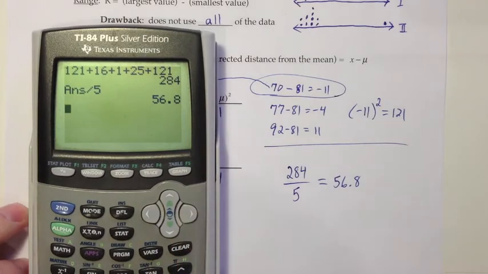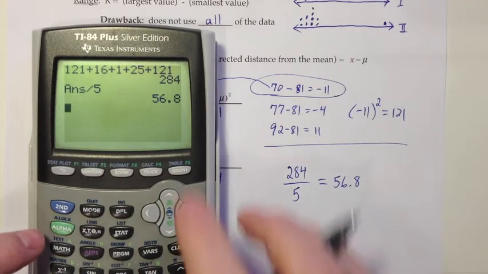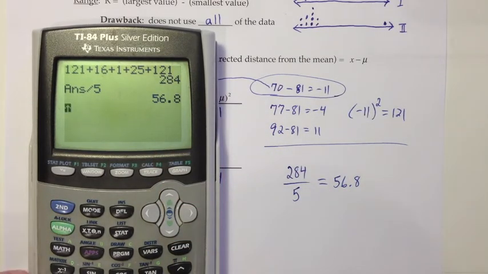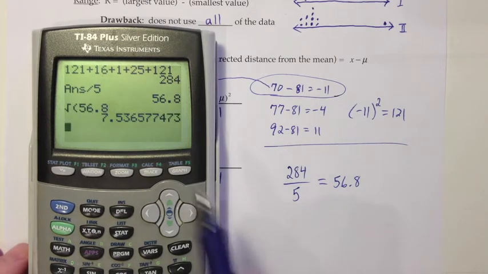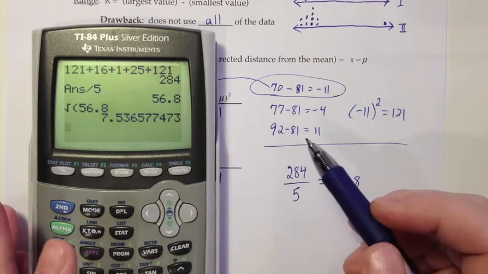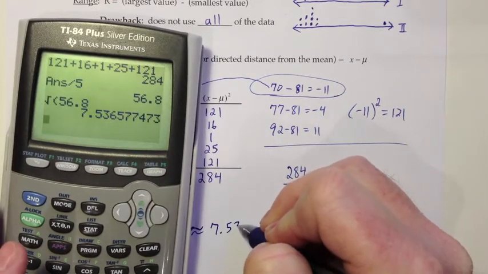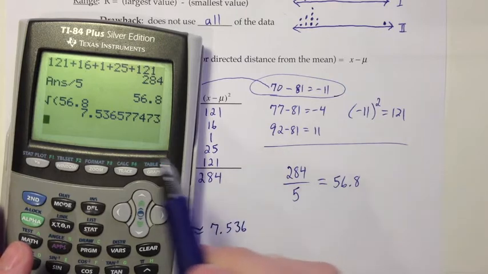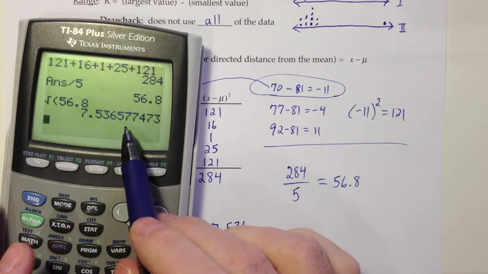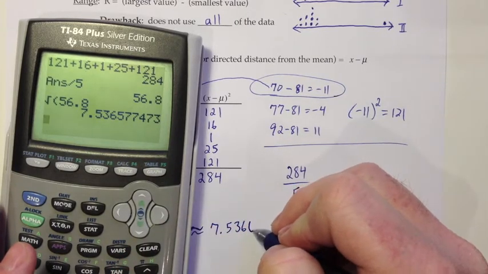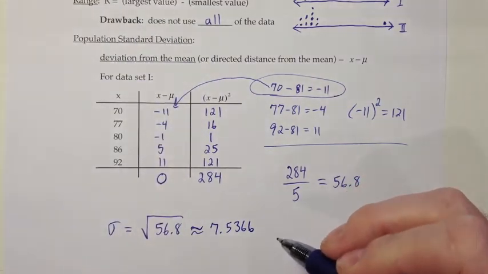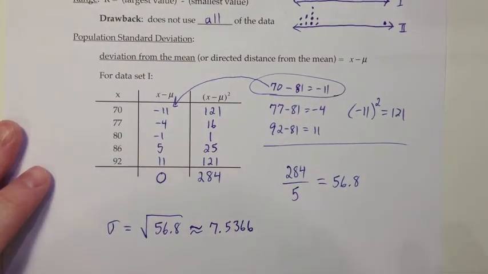We have the square root of 56.8, or our 56.8 sitting there. Now we want the square root of that. And the square root of 56.8, I'm going to round that to 7.536, and I'll write one more digit, and it's a 5, but it's followed by a 7, so I'll write a 6 for that.